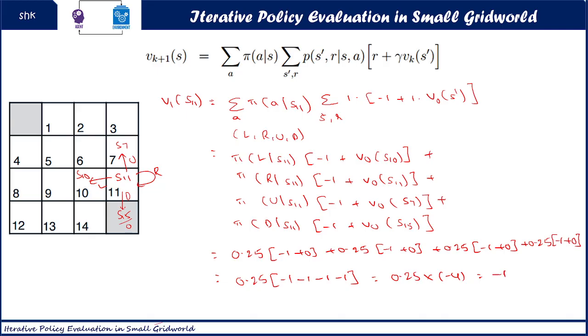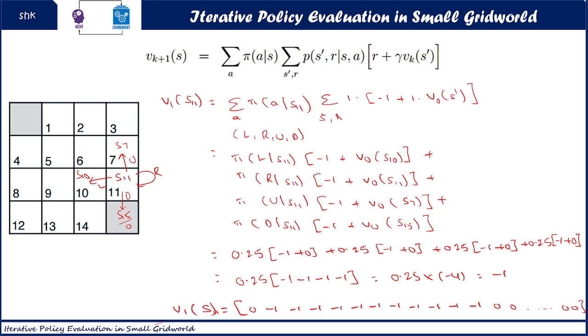Now the updated value function V1 for S, we can write as: for S0 state 0, S1 minus 1, S2 minus 1, S3 minus 1, S4 minus 1, S5 minus 1, S6 minus 1, S7 minus 1, S8 minus 1, S9 minus 1, S10 minus 1, S11 we have updated as minus 1. The remaining we are not evaluated, I am just taking as zeros. Actually, it should be empty space.